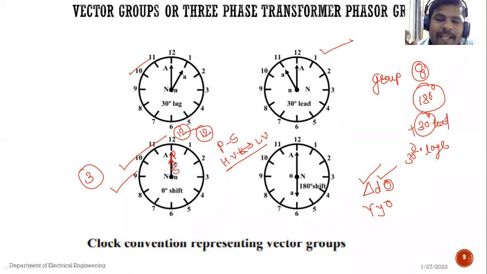Okay. Now similarly, if you see in the figure 4, if there is a 180-degree phase displacement between LV winding and HV winding, HV winding is always at a 12 position, primary winding is always at a 12 position. LV winding is nothing but secondary winding, it is shifted, or the phase angle between the secondary winding with respect to primary winding is 180 degree.